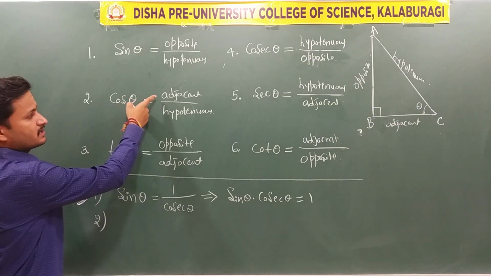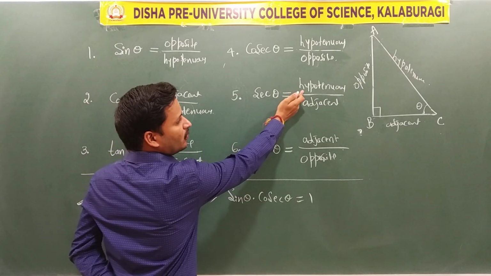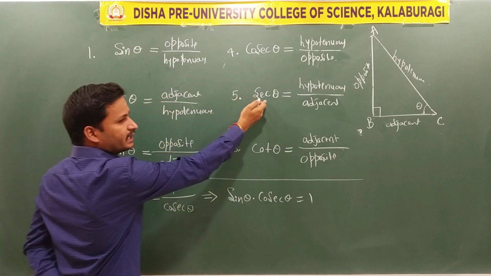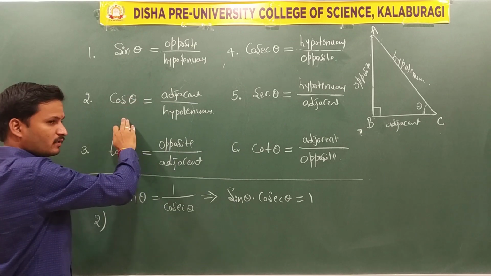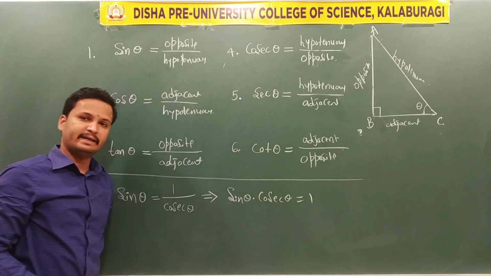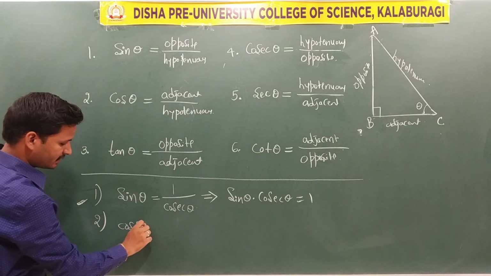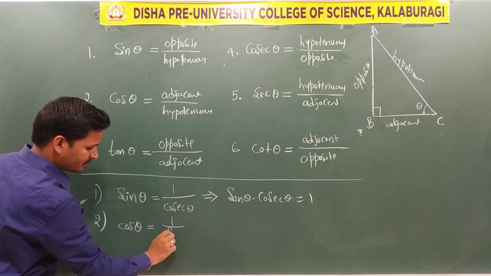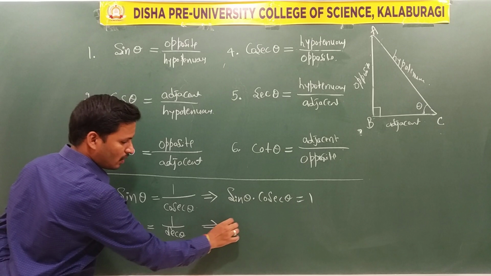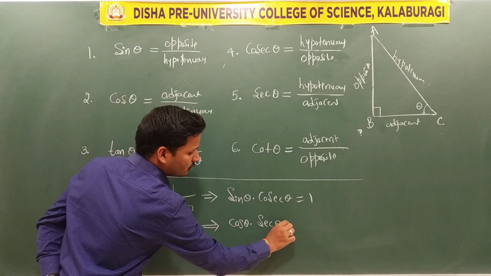cos theta. It is the ratio of adjacent to the hypotenuse. See, secant theta is here, hypotenuse to the adjacent. So observe these two. Here secant theta is the reciprocal of cos theta. Similarly, cos theta is also the reciprocal of the secant function. So cos theta is equal to 1 divided by secant theta. So then cos theta into secant theta is equal to 1.